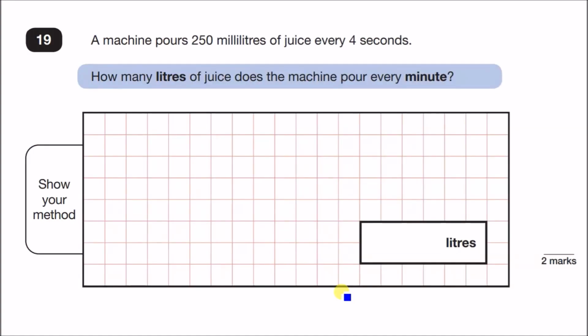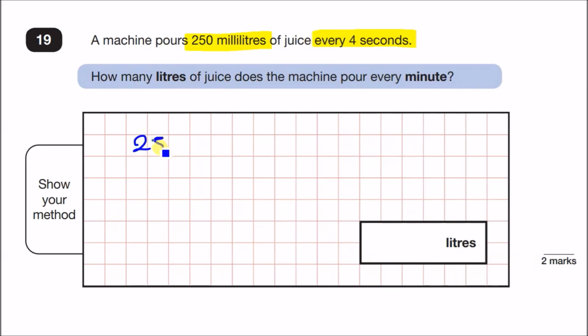All right, number 19. A machine pours 250 milliliters of juice every 4 seconds. That's quick. Just to let you know, guys, that is super quick. How many liters of juice does the machine pour every minute? Okay, so it looks to me like we've got some kind of ratio and proportion question. So let's write these facts down, yeah?